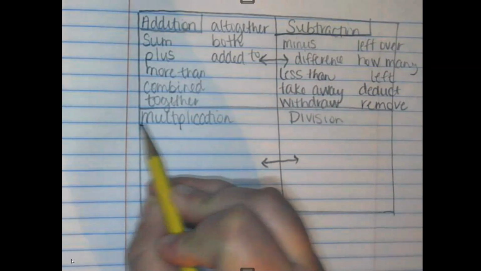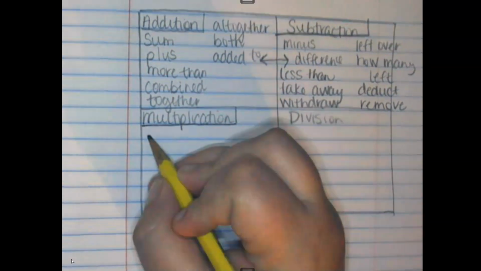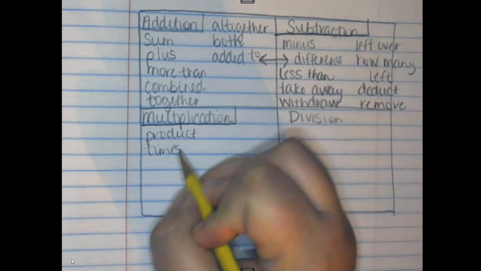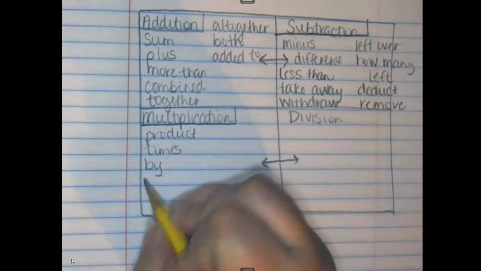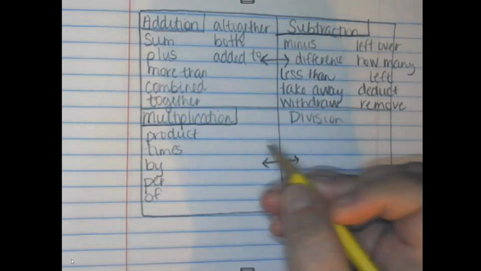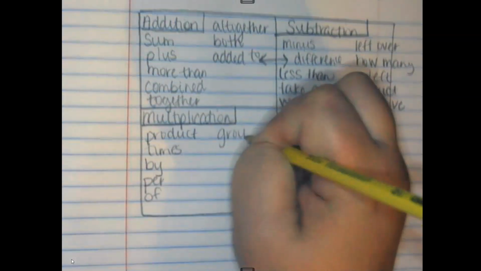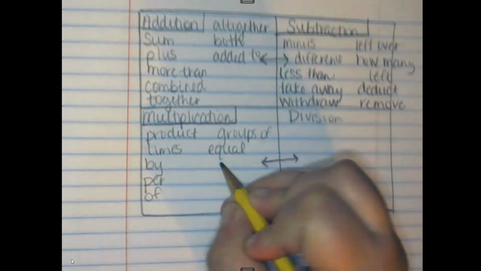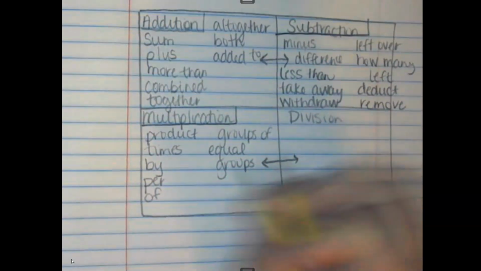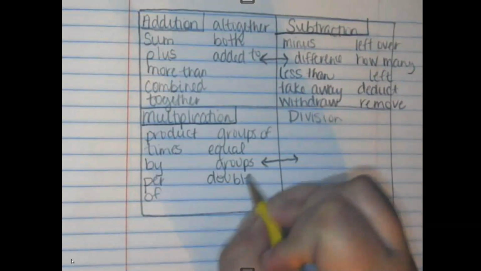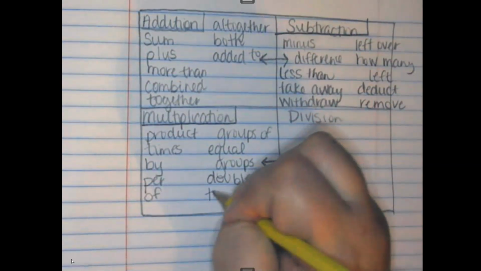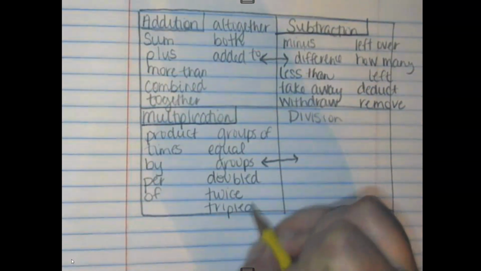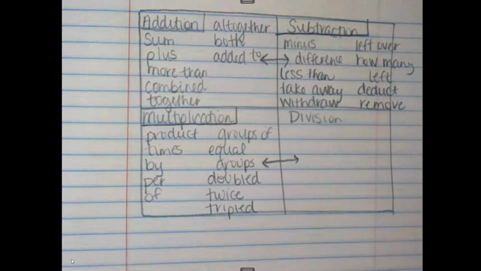Alright, so multiplication, if you need more time, just pause this video. We could have product, times, by, per, of, groups of, equal groups, doubled, twice, and tripled. And again, there's a lot more, but those are some common ones.